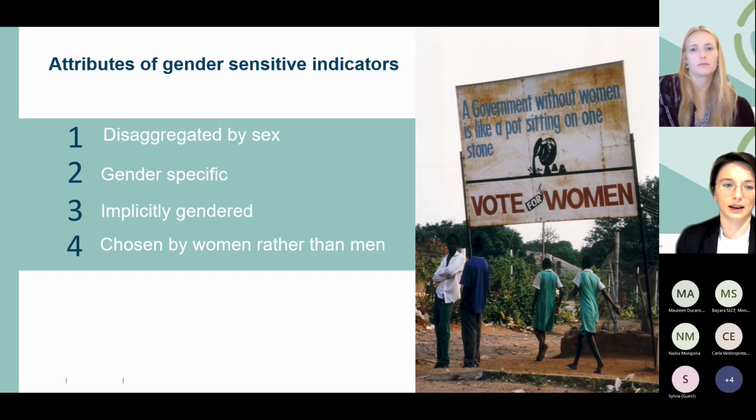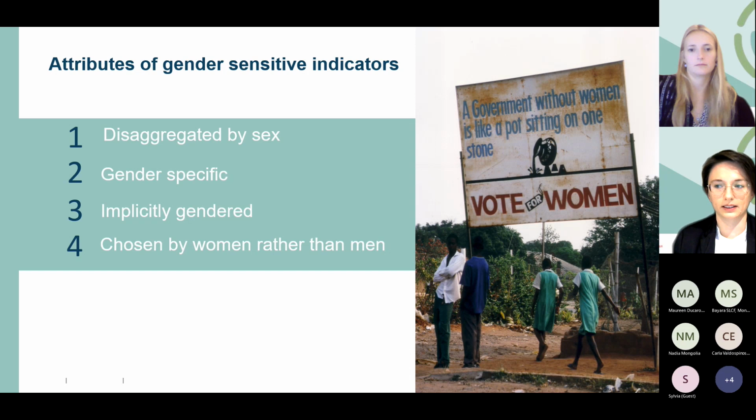Secondly, your indicators can be gender specific. So the indicator measures an initiative that is targeted at women, such as a women's cooperative. So if you work in this direction, put it in an indicator. Also, they can be implicitly gendered. This means that the indicator addresses an issue which is of specific relevance to women and girls. For example, the safety of public transport, or the accessibility of any public services or something like that.